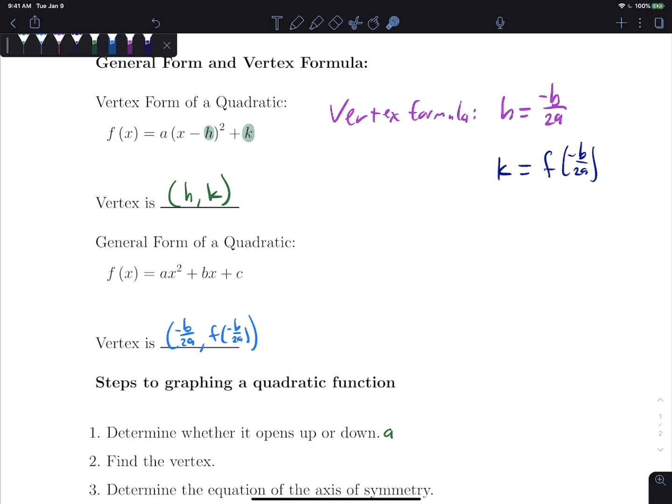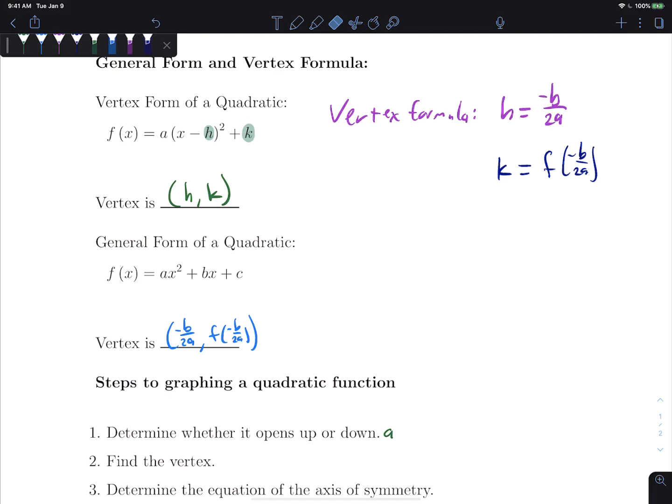Now, I believe the k value, if we were to just use the general form, I think it's something like 4ac minus b squared all over 4a, question mark. I think it's something like that. Don't quote me on that. I never memorized that part of the formula, and the reason I never memorized that part of the formula, frankly, is it's not all that necessary, and I've got enough to memorize as it is, and I'm sure you do too.